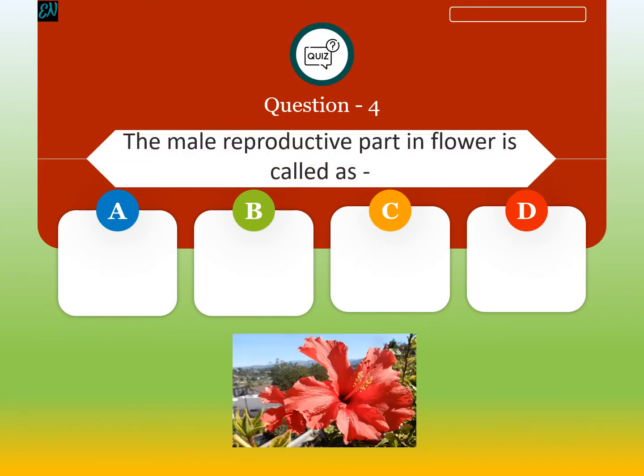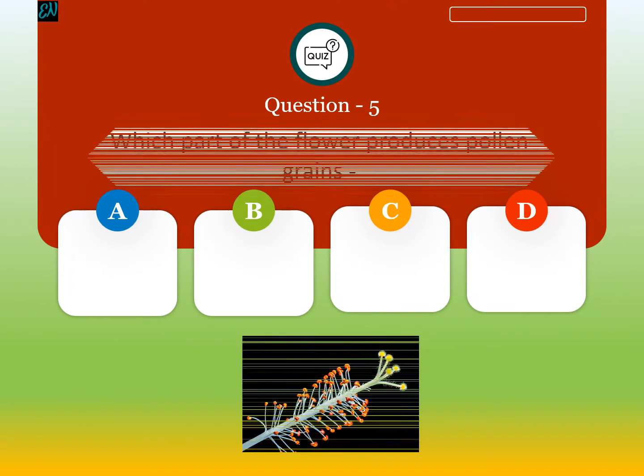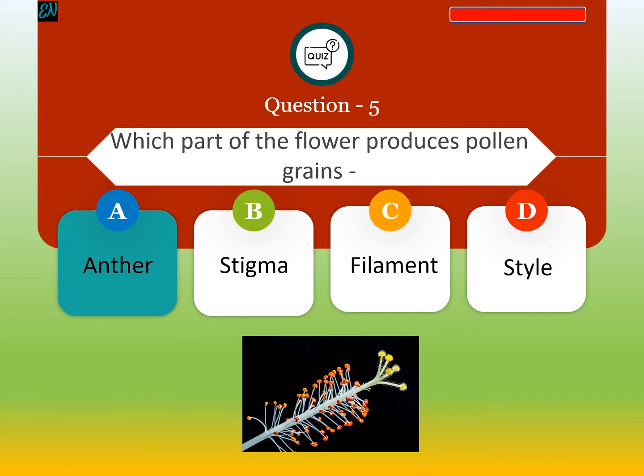Question number 4. The male reproductive part in flower is called as stigma, stamen, pistil or sepal. And the correct answer is stamen. The male reproductive part in flower is called as stamen. Question number 5. Which part of the flower produces pollen grains? Anther, stigma, filament or style? And the correct answer is option A. Anther produces pollen grains.